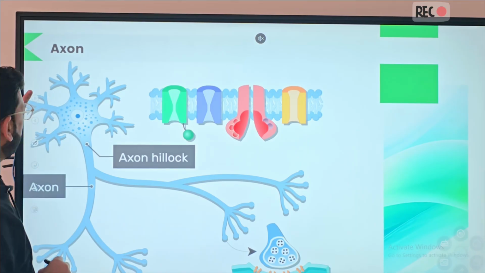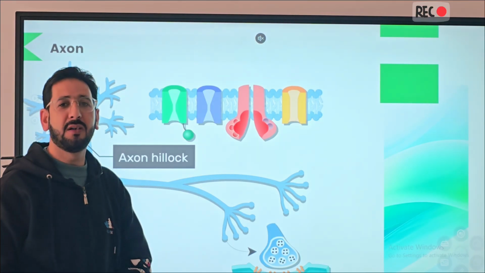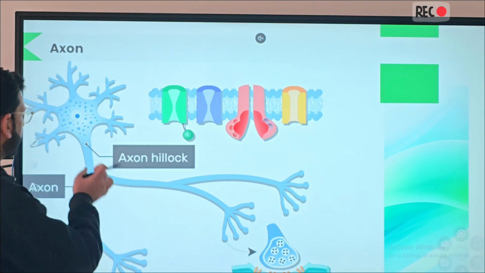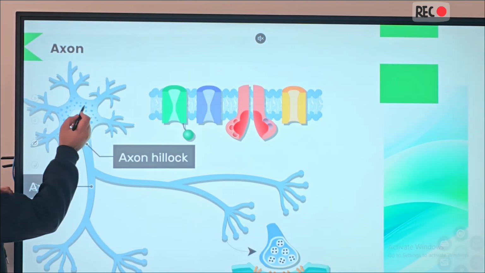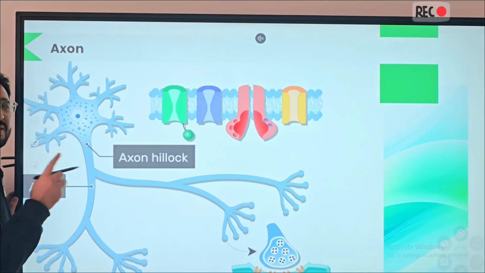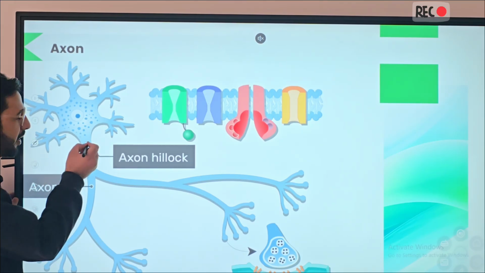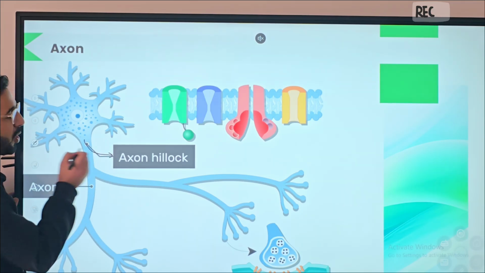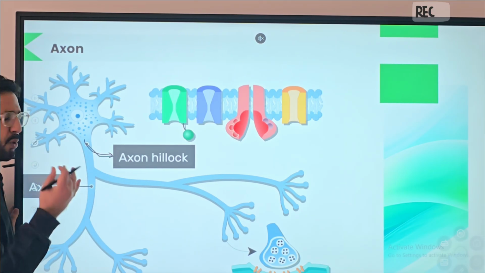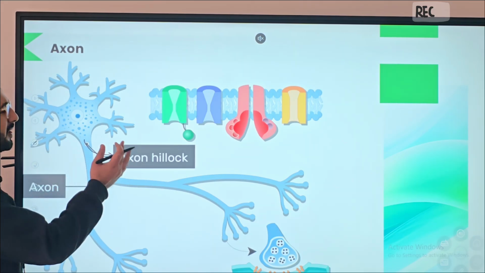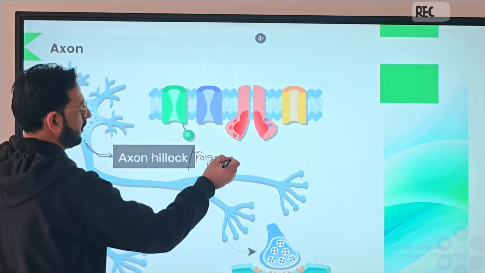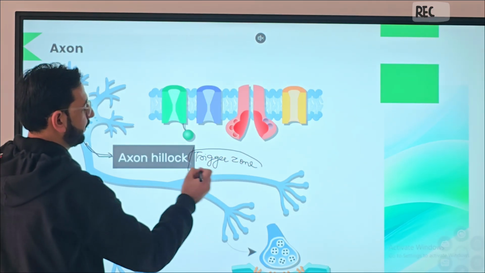Now, here we have another part of the neuron, that is the axon. Axon is another branch that is arising from the cell body. And remember that the site at which the axon is arising from the cell body is called the axon hillock. Axon hillock is more of a structural name. Functionally, this axon hillock is called the trigger zone.